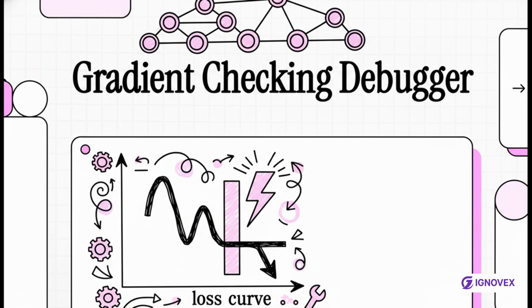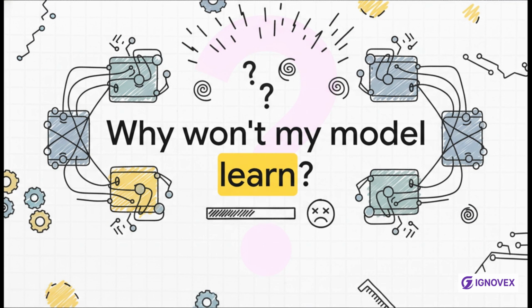Think of it as the secret tool that makes sure the very engine of your model is running the way it's supposed to. I mean, this is the question that keeps machine learning engineers up at night. You've dotted all your I's, crossed all your T's, the code looks perfect, your data's clean, the architecture seems solid, but the loss just isn't going down. The model is just sitting there, dumb and stubborn. So what is actually going on?